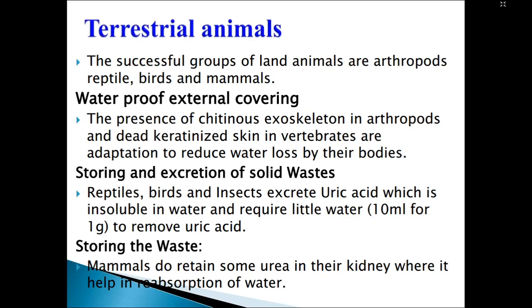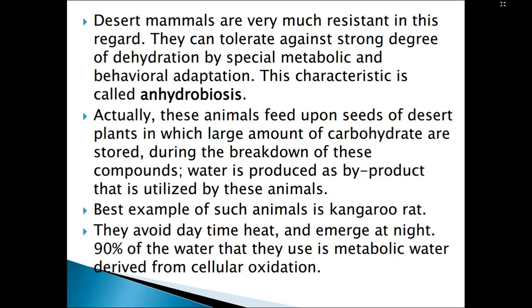So this is the aspect of osmoregulation. Desert animals, or mostly mammals, are very much resistant in this regard. They can tolerate dehydration by special metabolic and behavioral adaptation. This characteristic is called anhydrobiosis. This is mostly in camels.